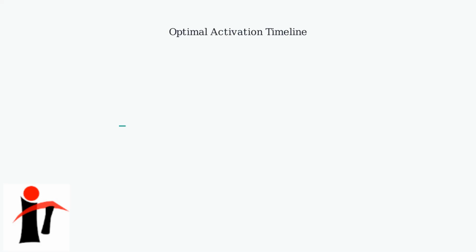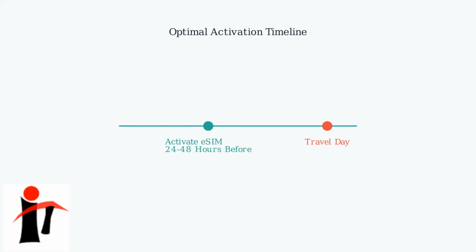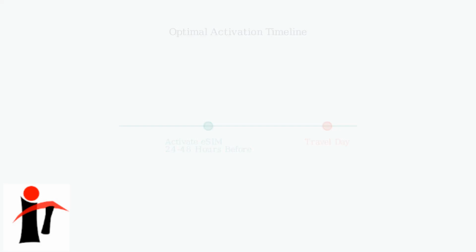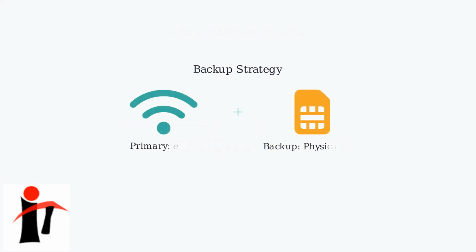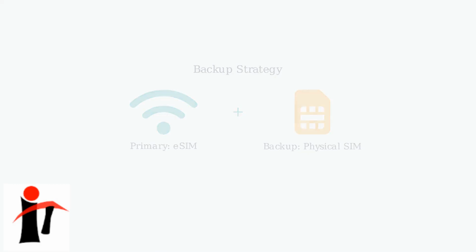For optimal performance, activate your Airalo eSIM 24 to 48 hours before traveling. This timing ensures proper network registration and reduces activation issues at your destination. Always maintain a backup plan by keeping your physical SIM card available. This provides a fallback option if you encounter any eSIM connectivity issues during travel.